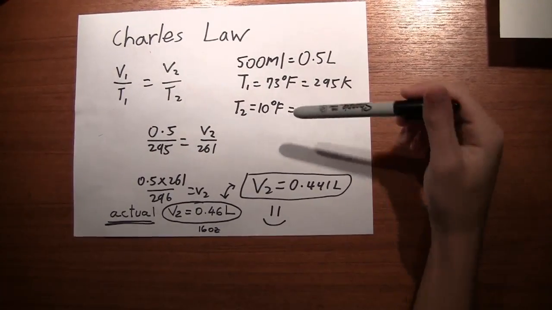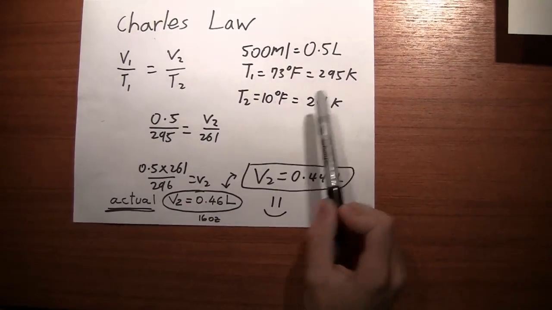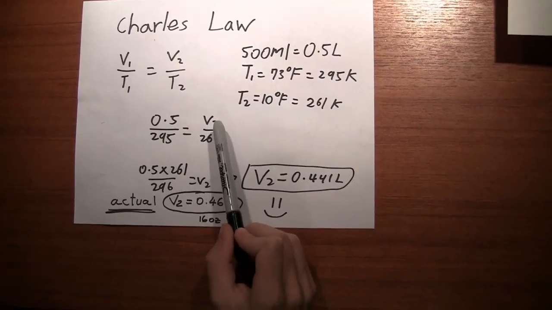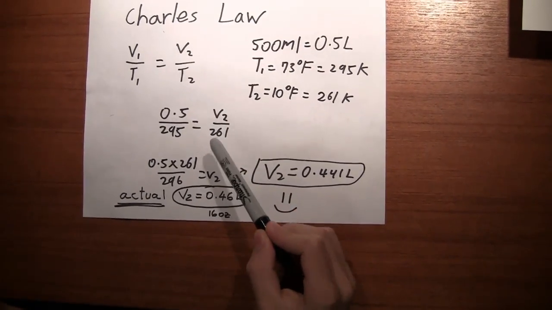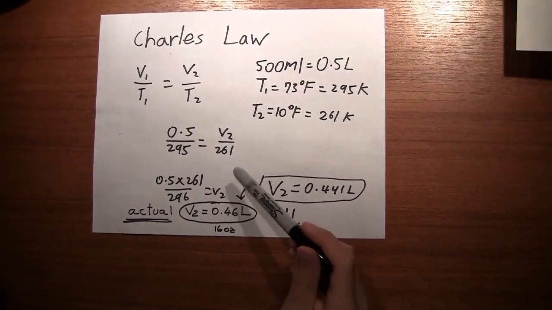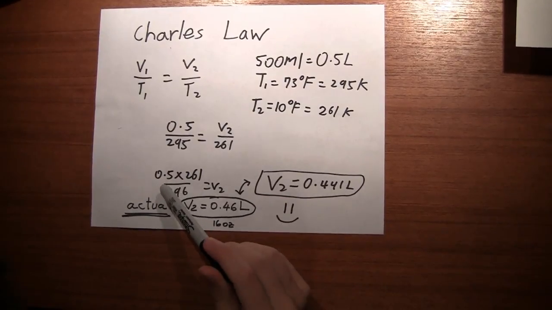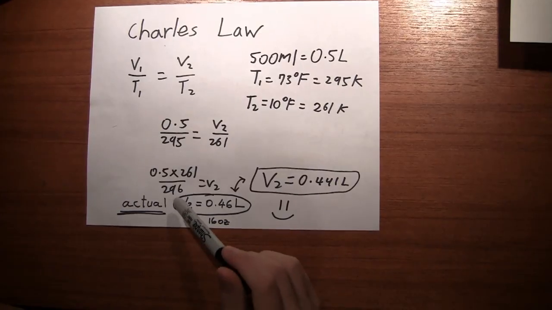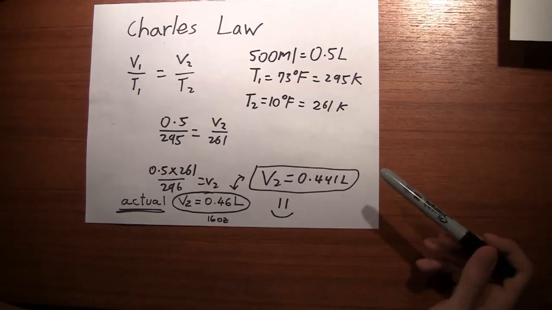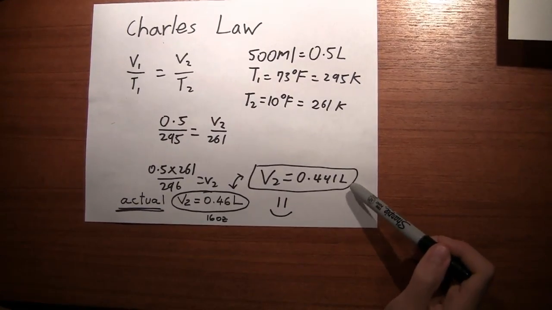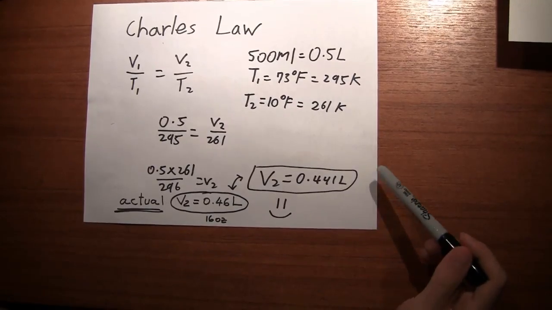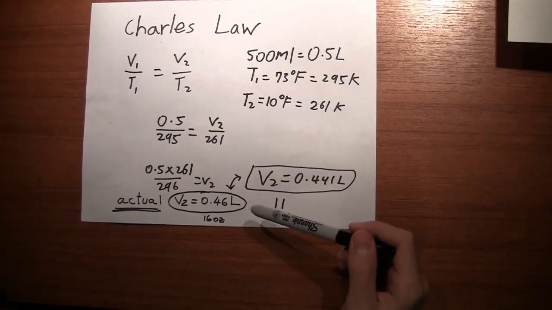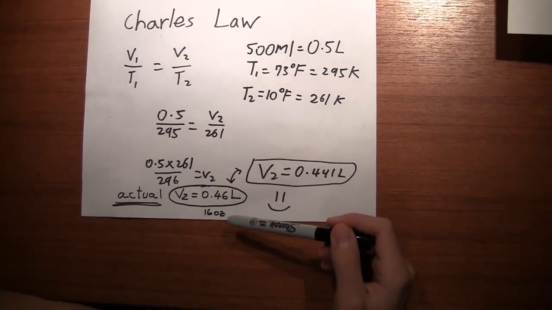So we plugged our information into the proportion. So it was 0.5 over 295 equals V2, which is what we're trying to find, over 261. So when you solve for V2, you have 0.5 multiplied by 261 divided by 296 equals V2. So that gives you a V2 of 0.441 liters. The actual volume of the bottle was 0.46 as we measured it, which is 16 ounces.